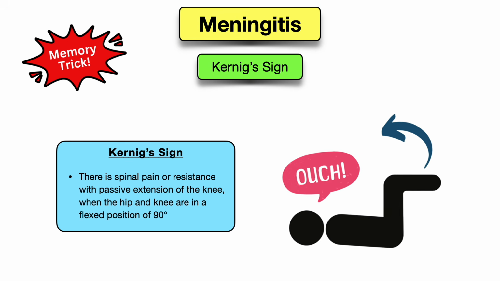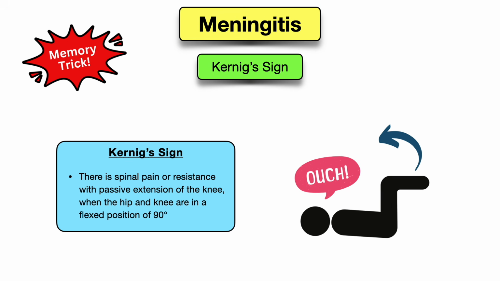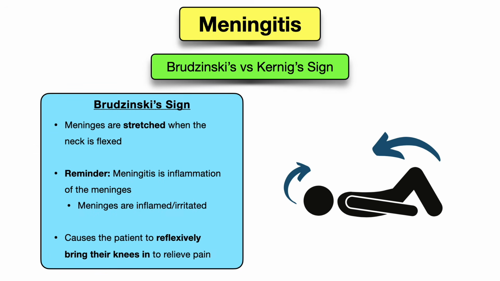So the patient is supine and their hips and knees are flexed 90 degrees, and when the knees are passively extended, it causes spinal pain or resistance. And these signs make sense with meningitis.